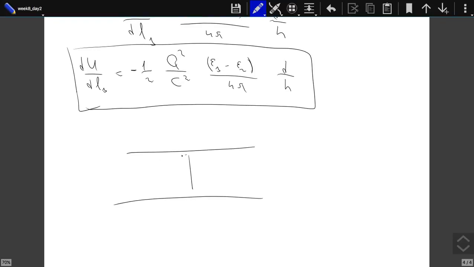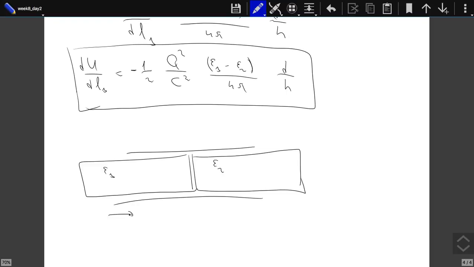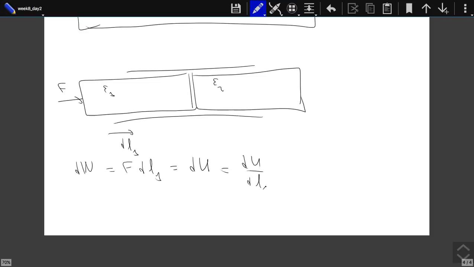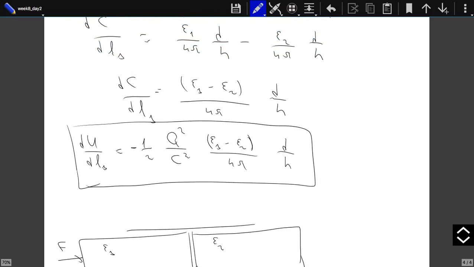So this is our dielectrics, our system. Epsilon 1, epsilon 2. Let's say we shift this dielectric by dl1 by acting a force in this direction. So the work that we have done is F times dl1. This should be equal to the change in the energy stored, because the stored energy is the work that we have done. So if we have done a bit more work, the stored energy will be changed a bit more. But this is nothing but du over dl1 times dl1. So this tells me that F should be equal to du over dl1, which turns out to be this one.